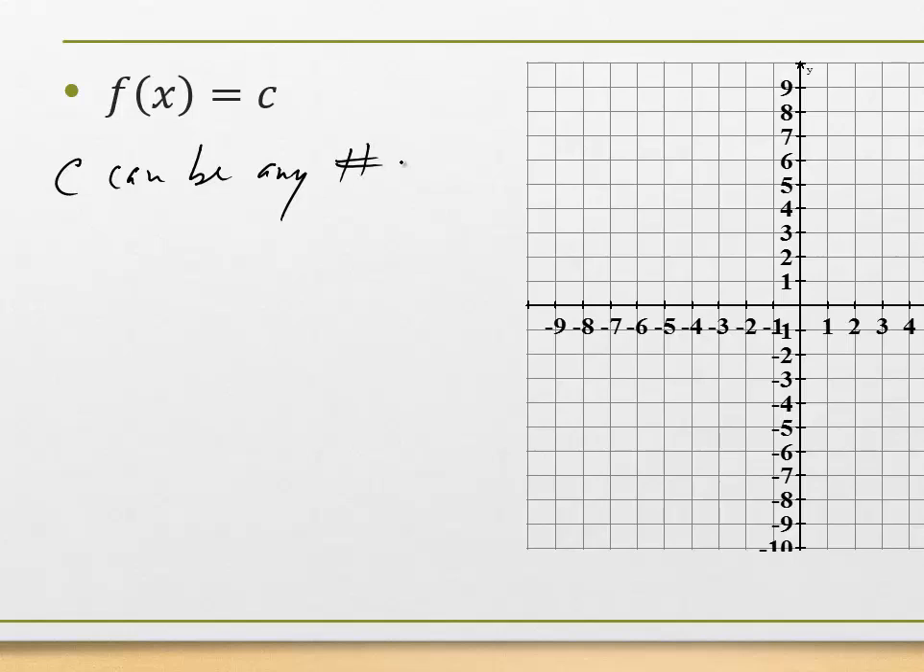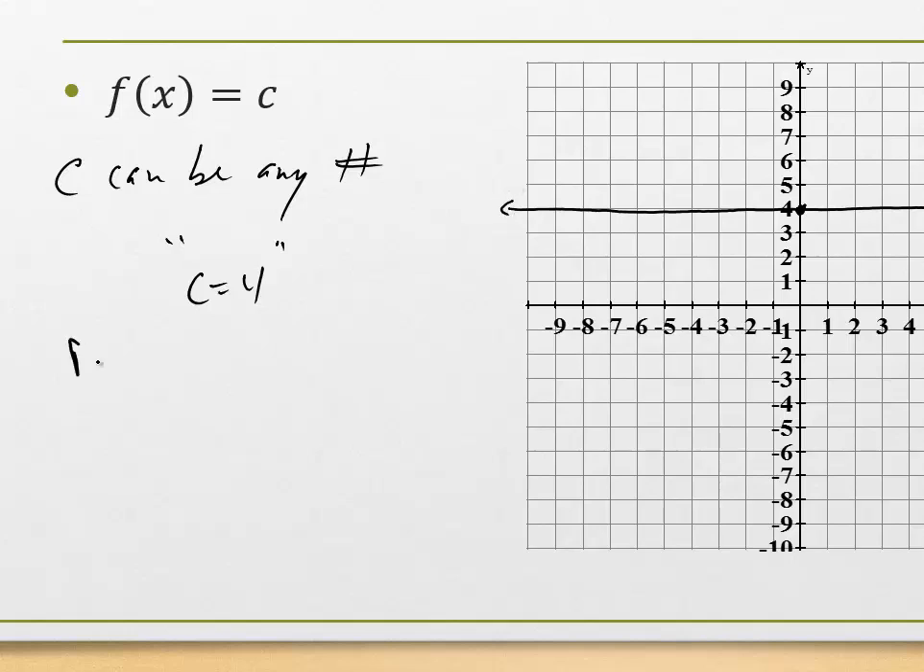So for the sake of this graph, let's go ahead and say that c equals 4, meaning f of x will equal 4. Now, f of x can be replaced with y, so we'll have y equals 4 as our equation, and that's going to be at y equals 4, right there. So our line is right here, a horizontal line crossing through 4.